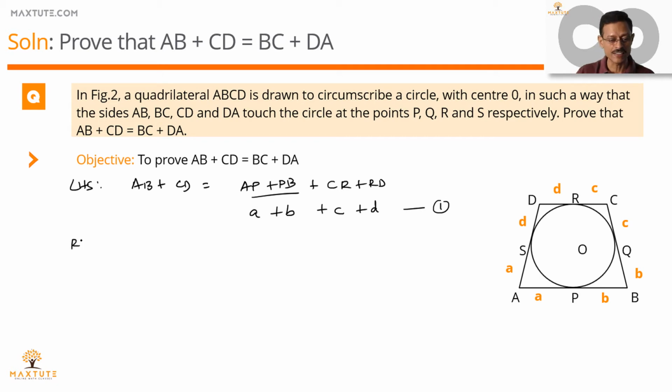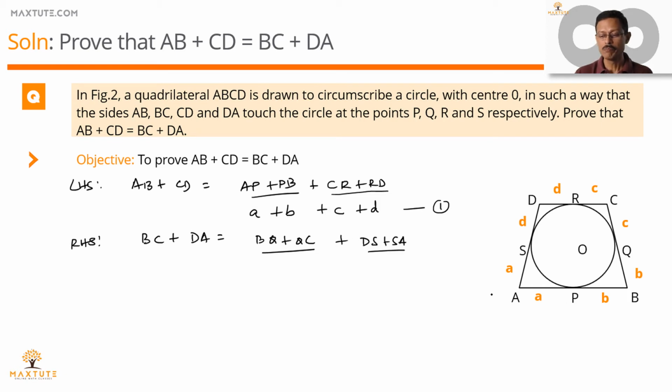Let's move on to the RHS. RHS is equal to BC plus DA. Let's do the same thing. BC can be broken down as BQ plus QC. Similarly, DA is equal to DS plus SA. BQ is nothing but B. QC is nothing but C. So this is B plus C. DS is nothing but D and SA is equal to A. So this is B plus C plus A plus D. So RHS works out to this. We'll call it equation 2.